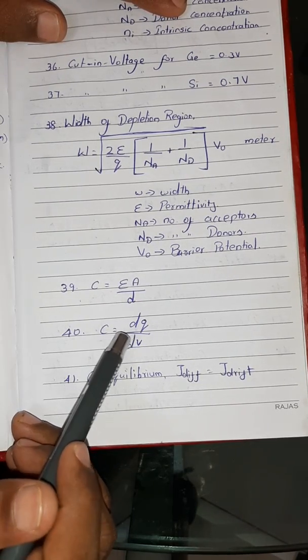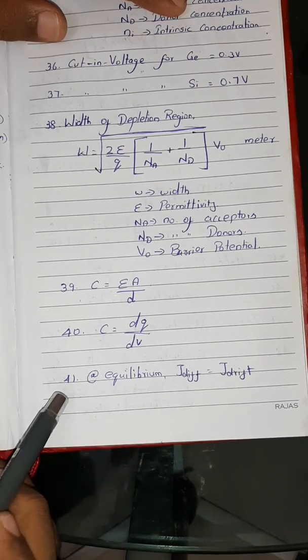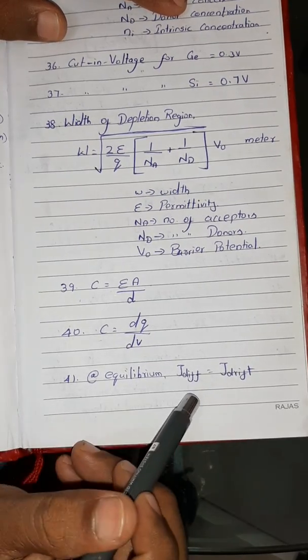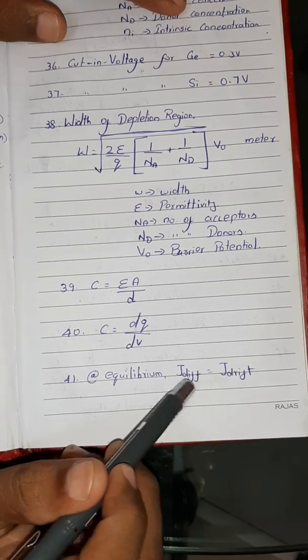Number 40, capacitance C is equal to dq by dV. Then number 41, at equilibrium, the diffusion current density and drift current density are equal.